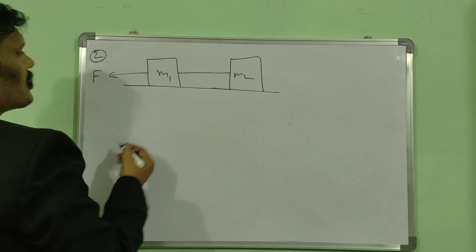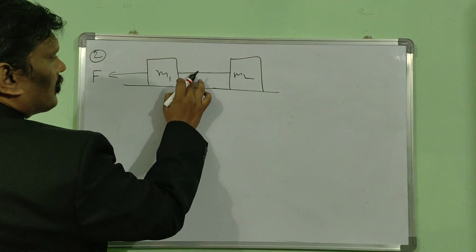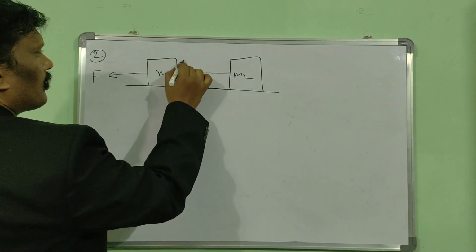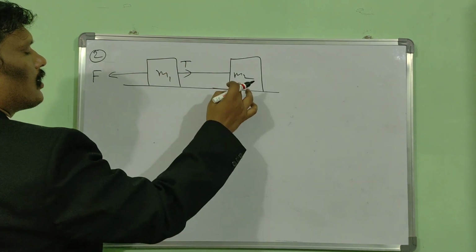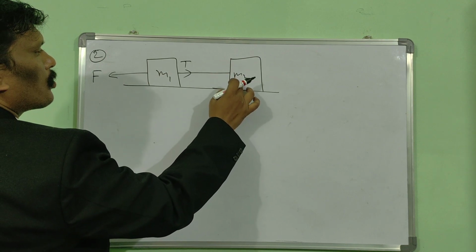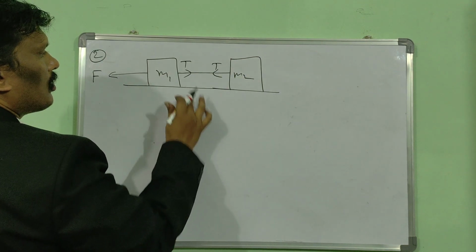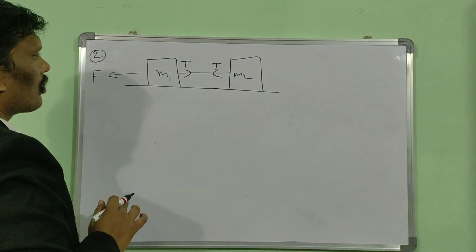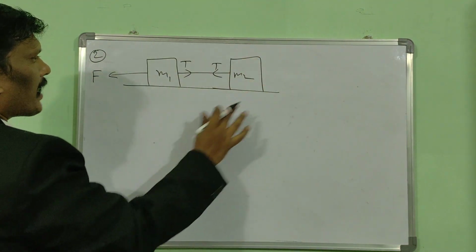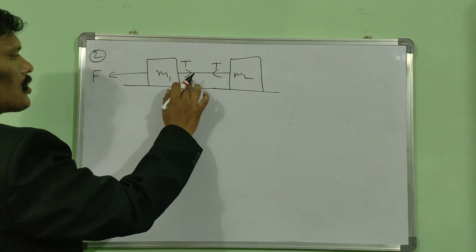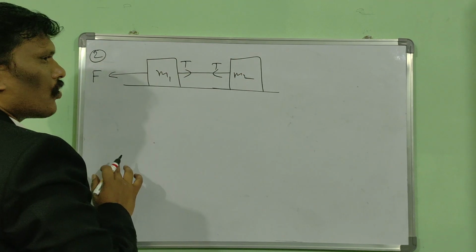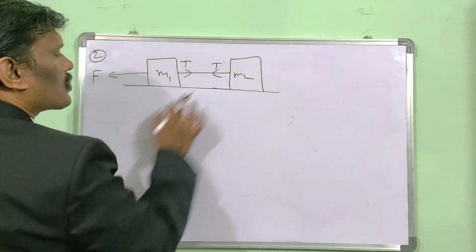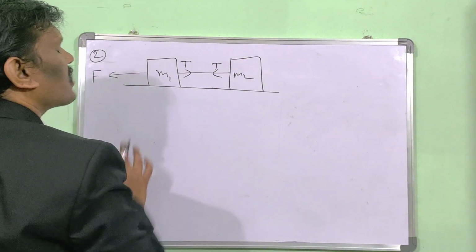Now what is the tension in the string? The tension in the string pulls M1 in this direction. The tension in the string pulls M2 in this direction. This is a massless string, so all the tensions are the same. And what is the total force acting on the system now? These two tensions are equal in magnitude and their directions are opposite, so they cancel each other.